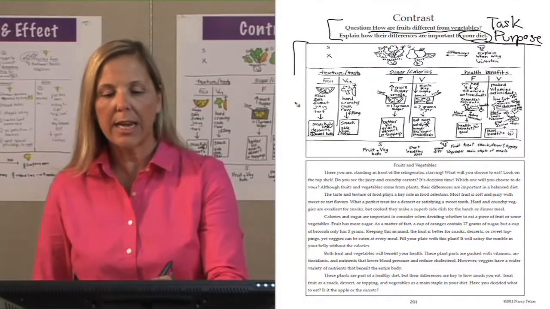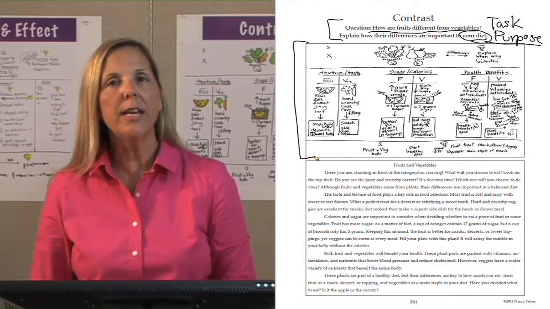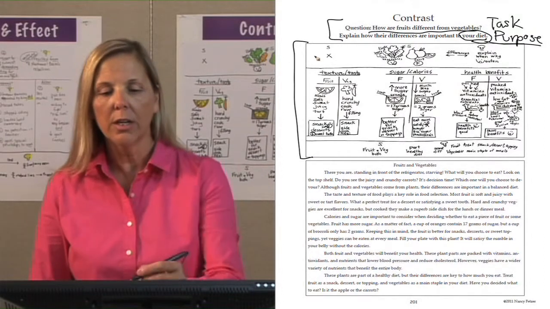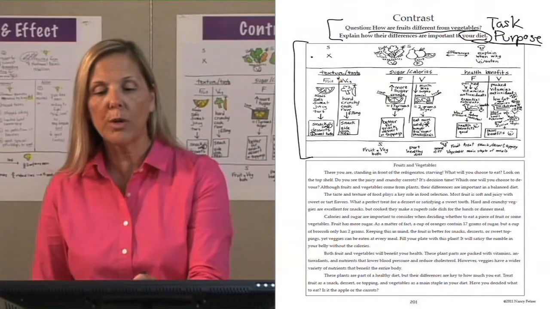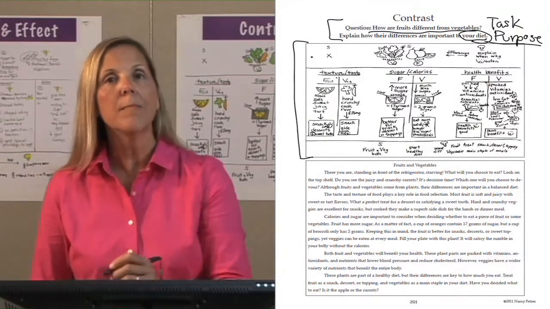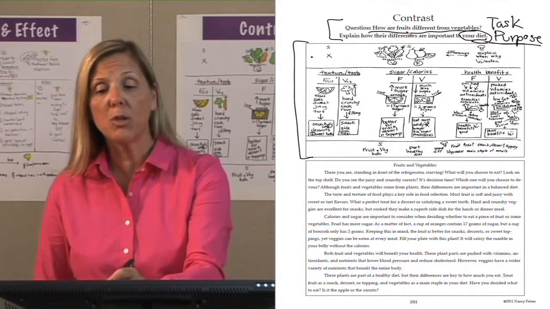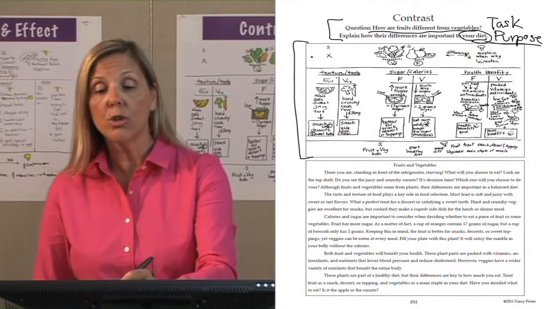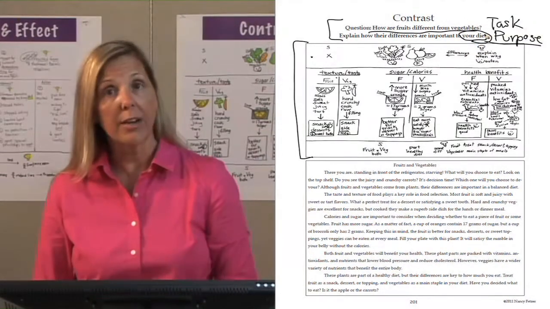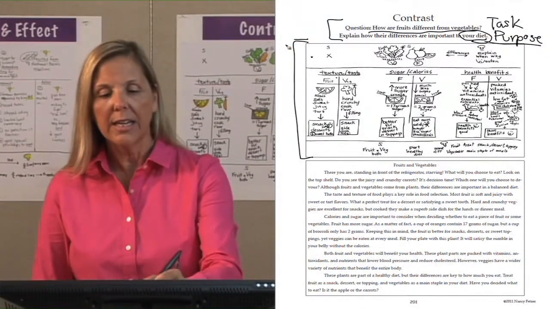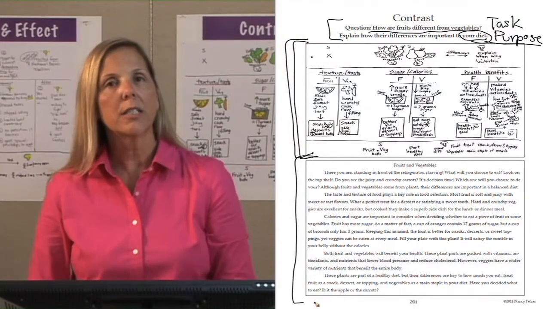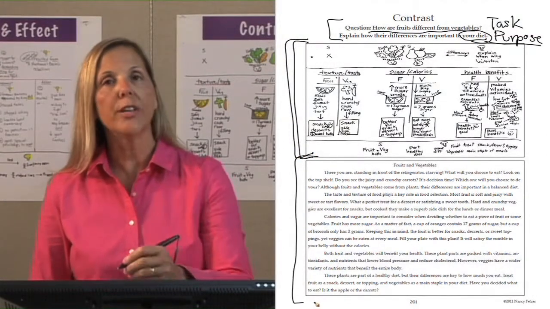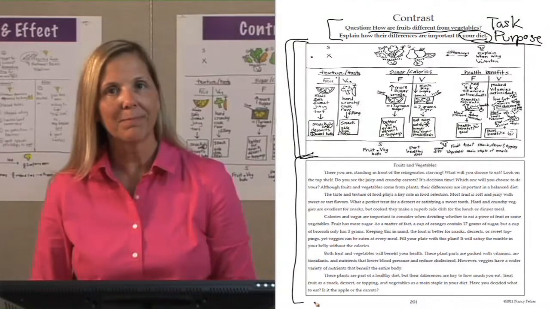And this is a sample of a completed contrast organizer with our introduction, body, and conclusion. Notice there were 3 attributes chosen here in order to analyze the differences between fruits and vegetables to show how they're important in our diet. So this is our organizer completed, and below is a sample piece of writing that was generated from this organizer.